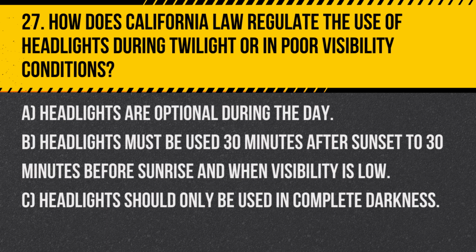A. Headlights are optional during the day. B. Headlights must be used 30 minutes after sunset to 30 minutes before sunrise and when visibility is low. C. Headlights should only be used in complete darkness. Answer: B. Headlights must be used 30 minutes after sunset to 30 minutes before sunrise and when visibility is low. This law aims to improve vehicle visibility and safety.